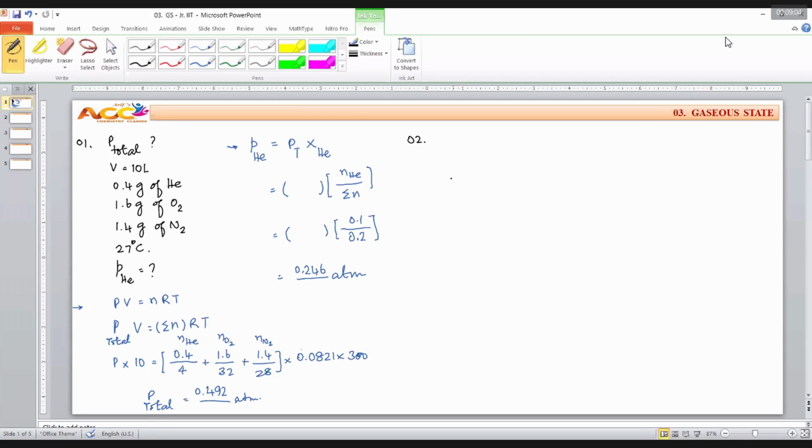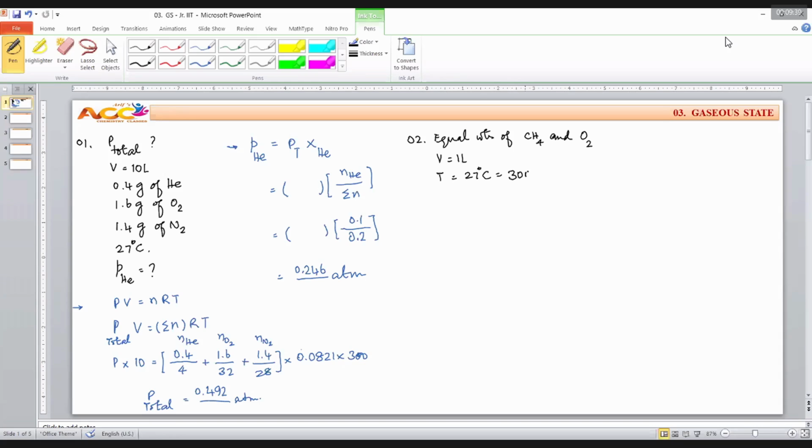Nice. Now, come on. Equal weights of methane and oxygen are mixed in an empty container of 1 liter. Volume is equal to 1 liter at 27 degrees centigrade.